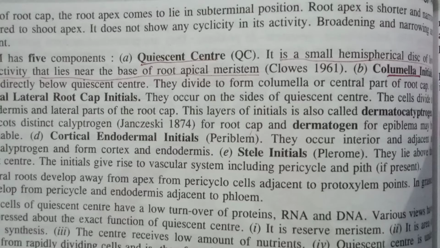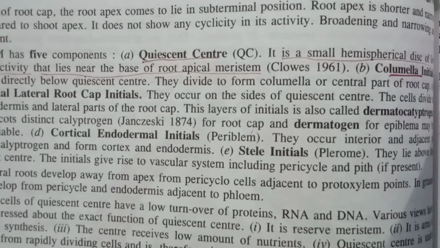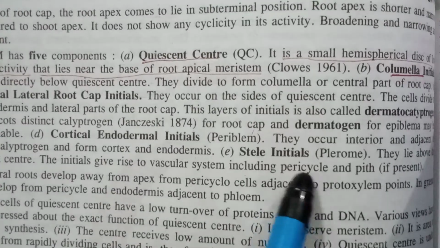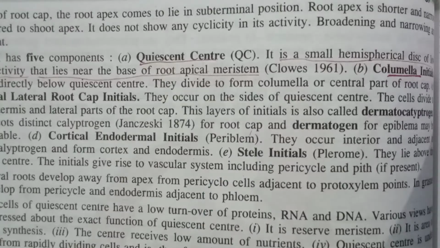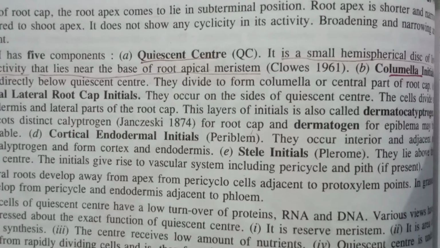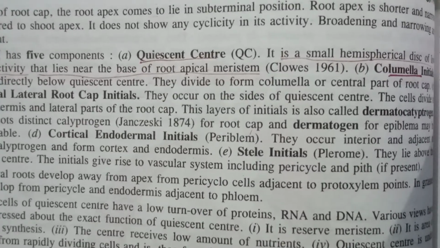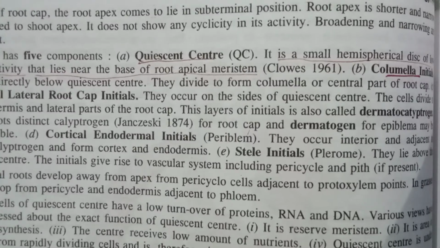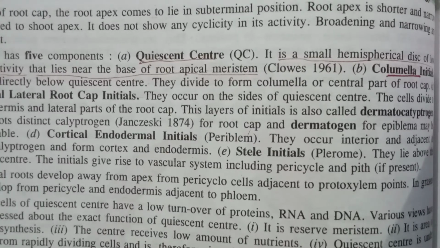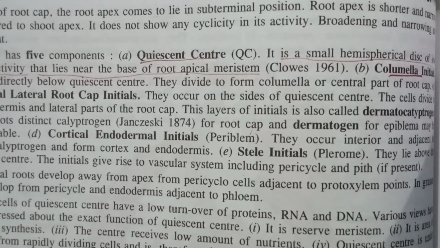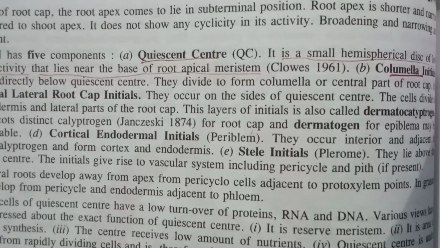Now in the root apical meristem, we find five components. One is the quiescent center, where division doesn't take place. Then the columnar initials, which lie directly below the quiescent center. Then the epidermal lateral root cap initials, the cortical endodermal initials, and the stele initials, that is the vascular portion.